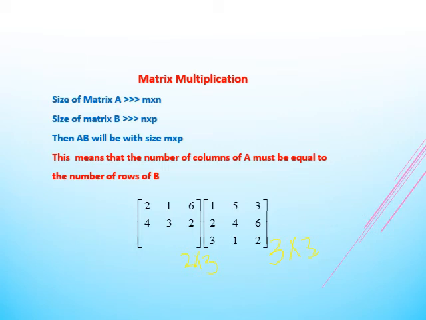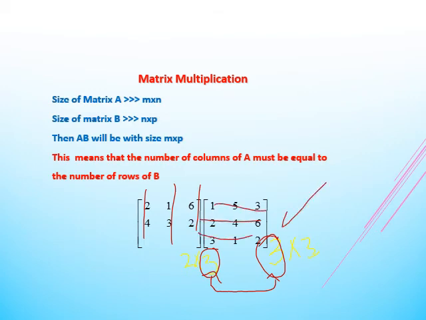Let's apply the rule. The rule of multiplication is that the number of columns in the first matrix should equal the number of rows in the second matrix. So the number of columns in the first matrix is 3, and the number of rows in the second matrix is 3. So we can multiply the two matrices, and the size of the result will be 2 by 3.